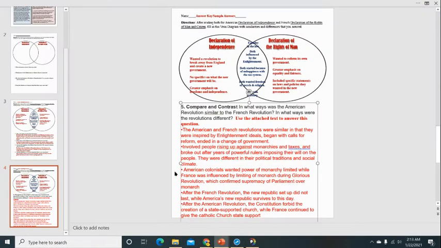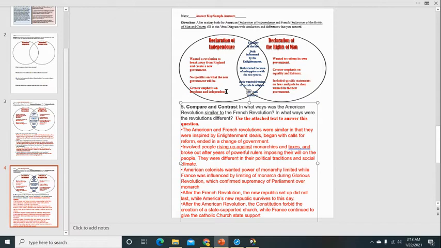To remind you, one of the things you were supposed to do was assignment 2, the Declaration of Independence versus the Declaration of the Rights of Man, which will help you. So pull that out and look at it, at the ways that the French and American Revolutions were similar.